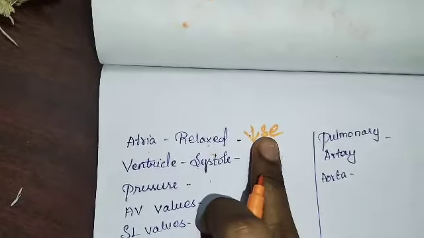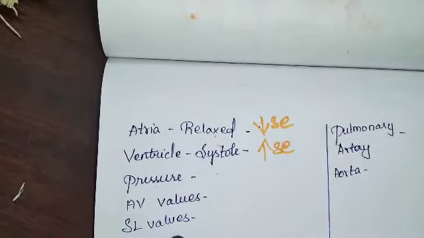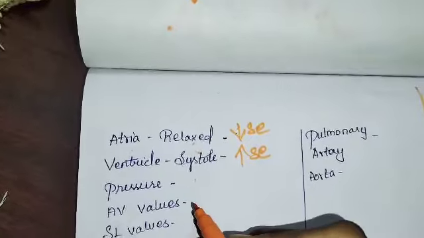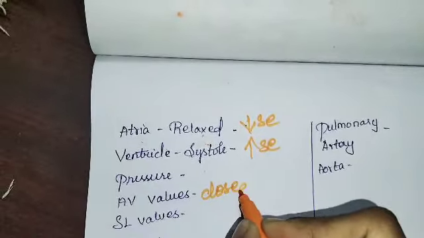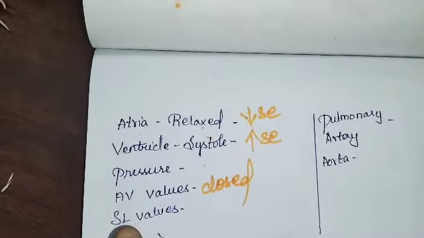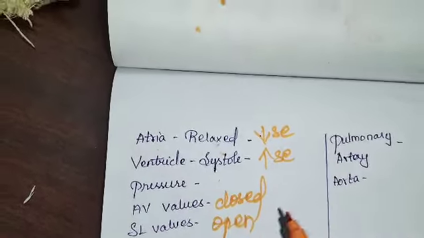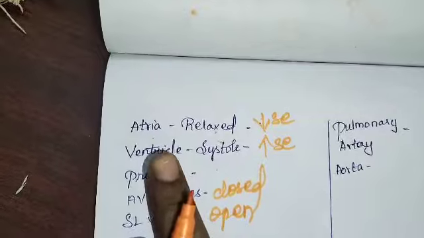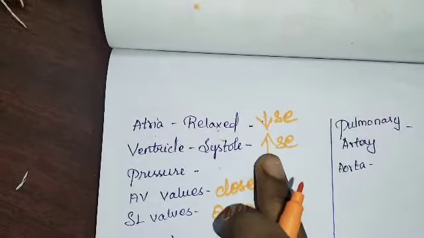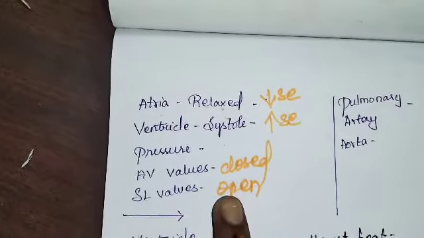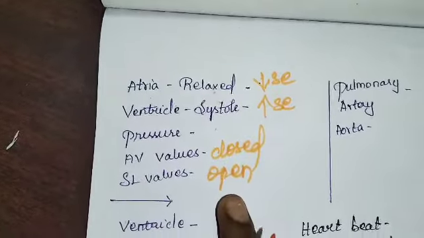So the pressure is decreased, so there is no need to open the gate. So the atrioventricular valves are closed. Then the semilunar valves are open. Why are they open? Because they are the gate of the ventricles. So the ventricles are in an increased pressure state, so they need to pour the blood, so they are opened.